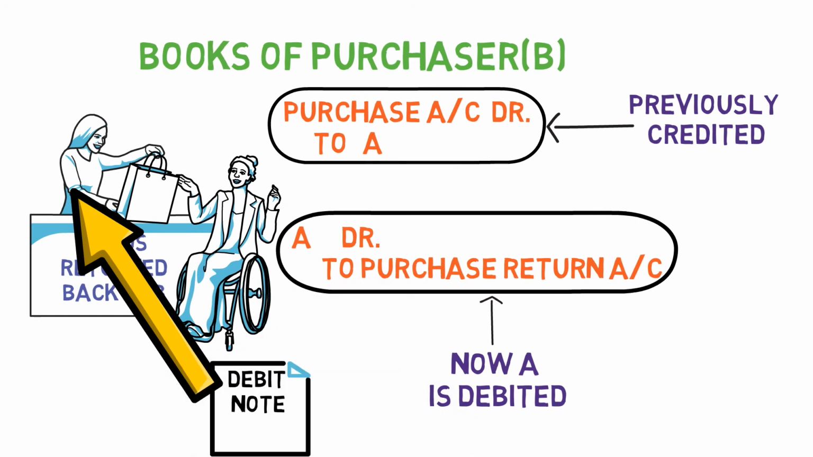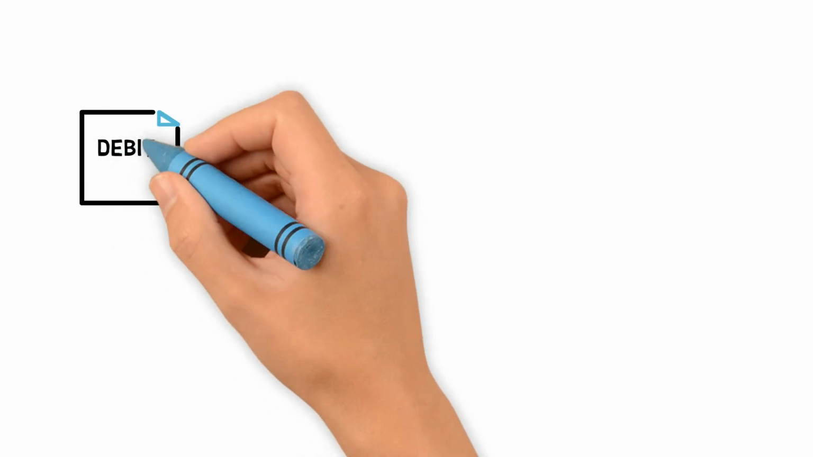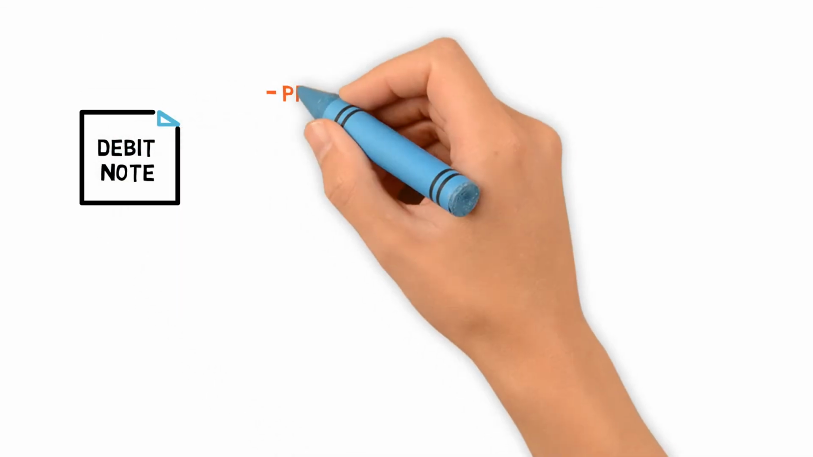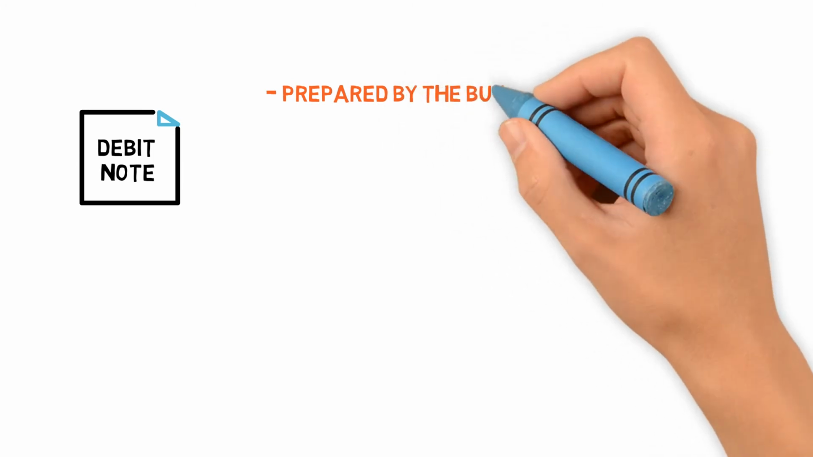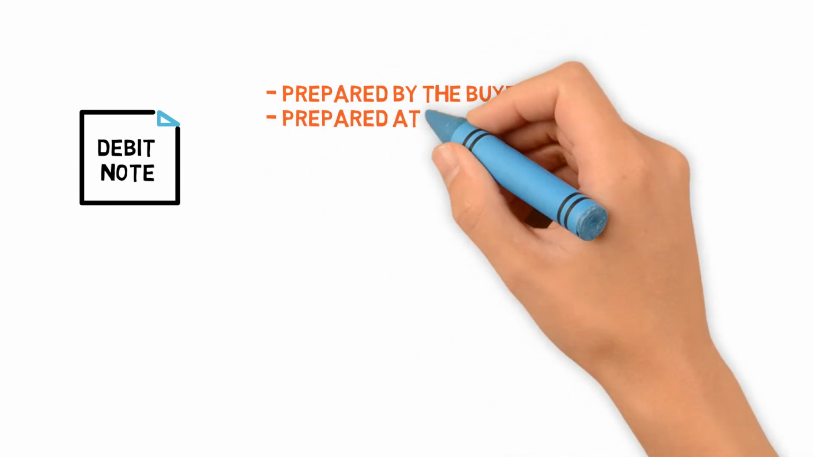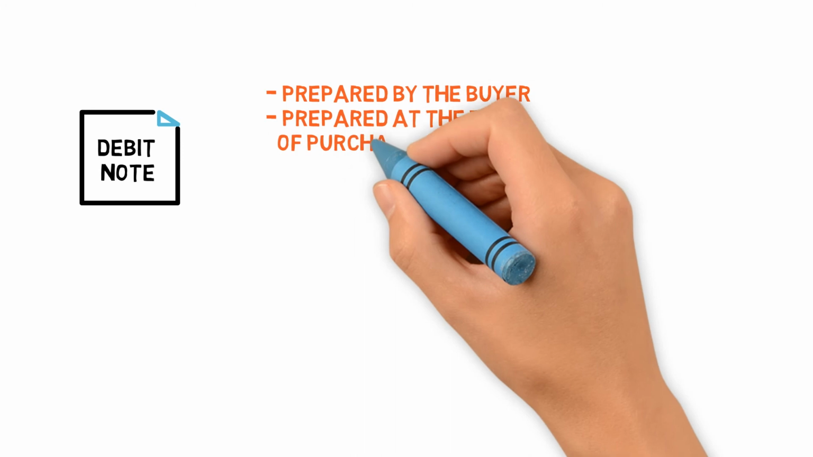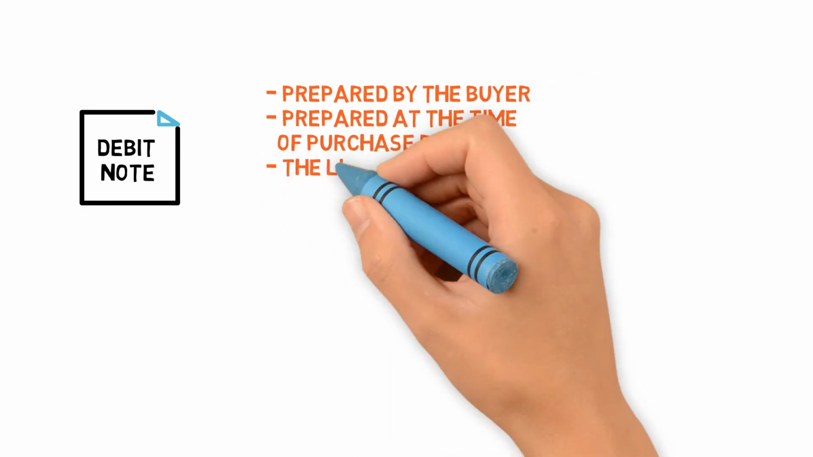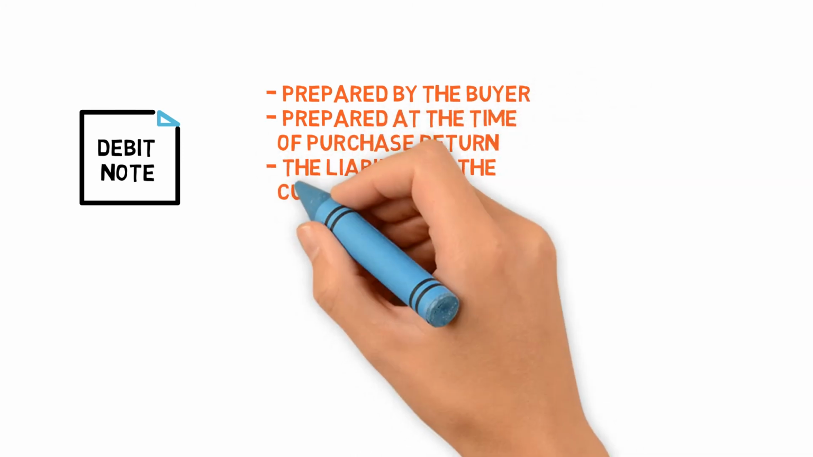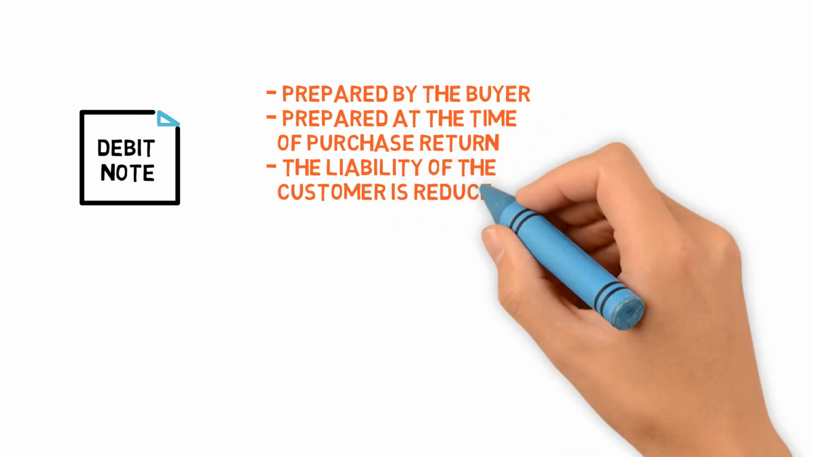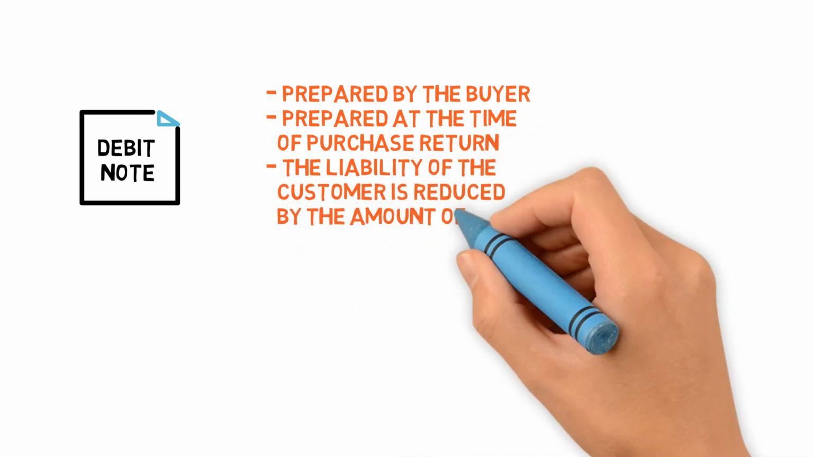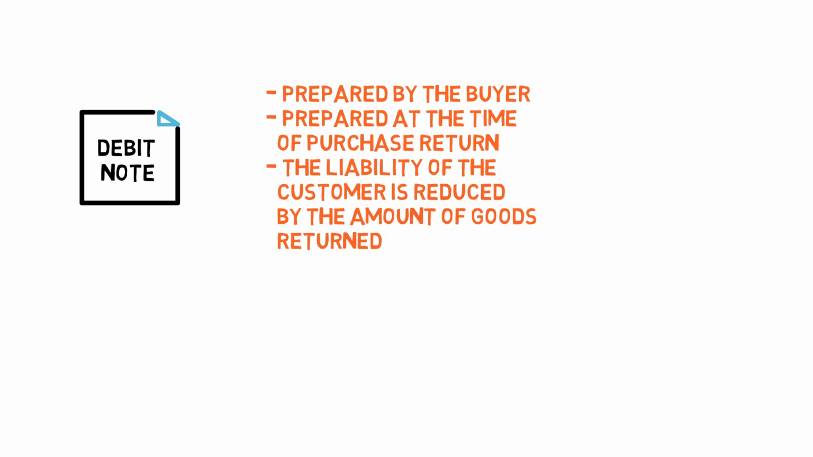Now let us understand the characteristics of a debit note. A debit note is prepared by the buyer, that is the purchaser. It is prepared at the time of purchase return, and when a debit note is prepared, it means that the liability of the buyer himself will be reduced by the amount of goods returned.